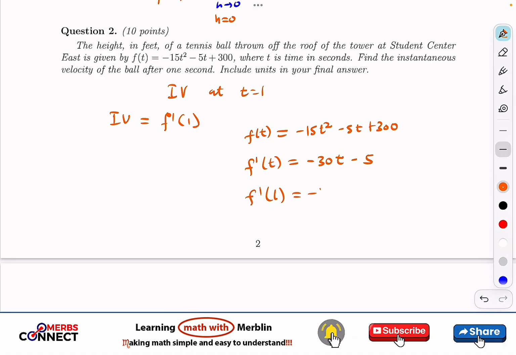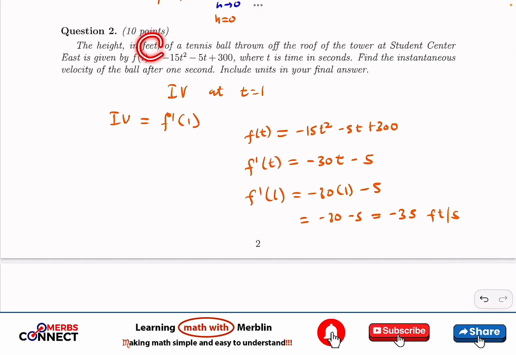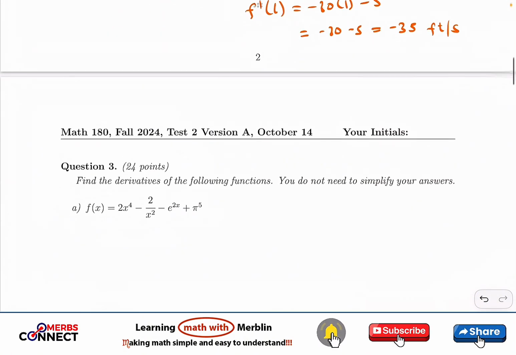And I'm going to have minus 30 times 1 minus 5. This is minus 30 minus 5, and this is going to give us minus 35. Now let's add the unit to it. This one should be feet per second. Yes, we are talking about feet and seconds here. So feet per second, that's what you are going to get from question 2.